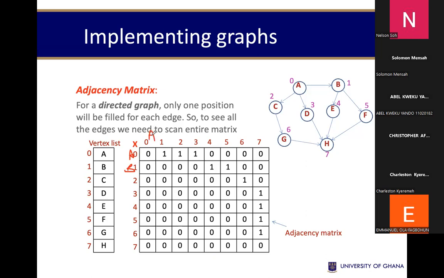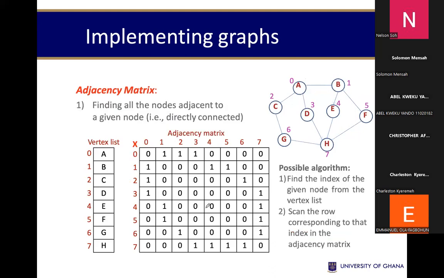So if I'm looking at B to A, there's no connection. Likewise, if I'm looking at C to A, here too, no connection, all the way to the end, then you're exhausted. Okay.